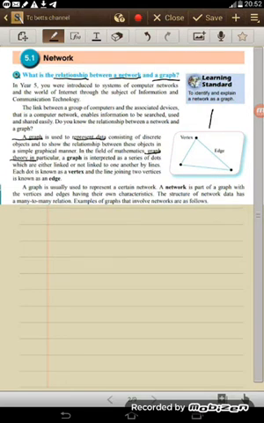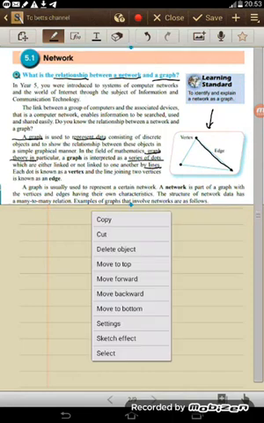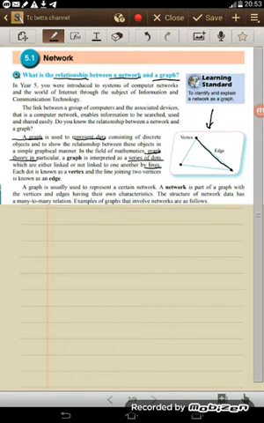Okay, look at this diagram here. It is a series of dots. Can you see 3 dots over there? A series of dots that is either linked or not linked to one another by lines. And each dot is known as a vertex. This one dot is named vertex. And the line that joins the 2 vertices is known as an edge. This line is edge, this is vertex.